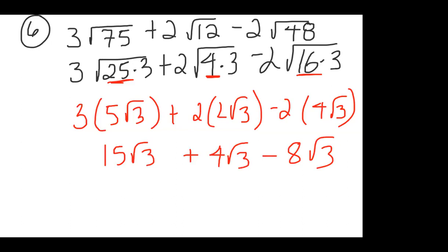All right, guys. Now we're going to combine like terms. Since all of them are like terms, we're just going to add and subtract. So 15 radical 3 plus 4 radical 3 gives you 19 radical 3. Then you subtract 8 radical 3 from that. That leaves you with 11 radical 3. And there you go, guys.